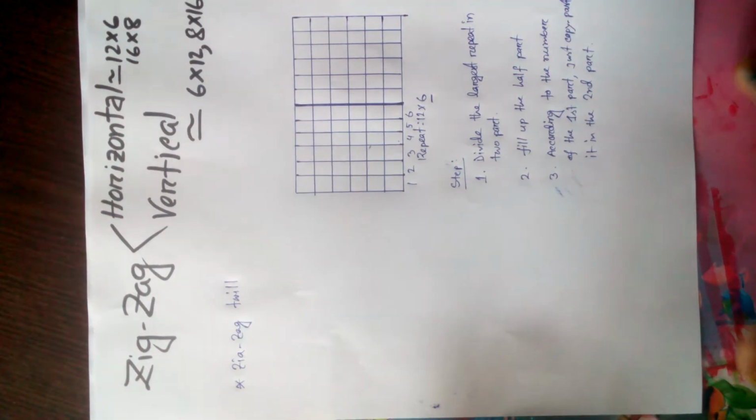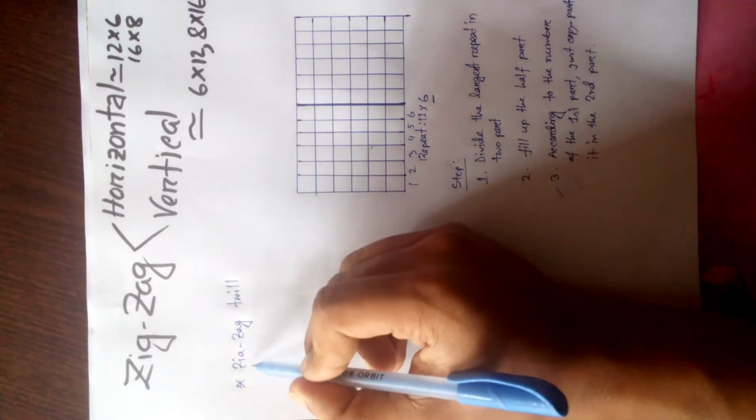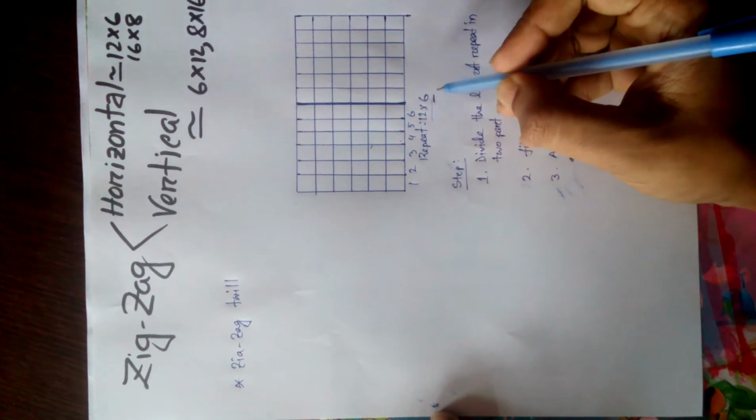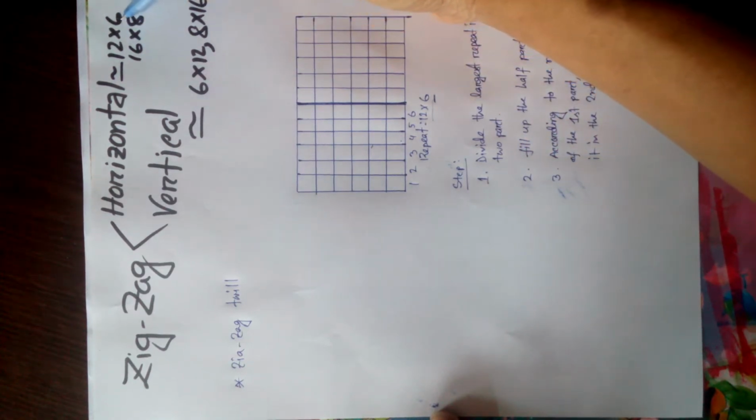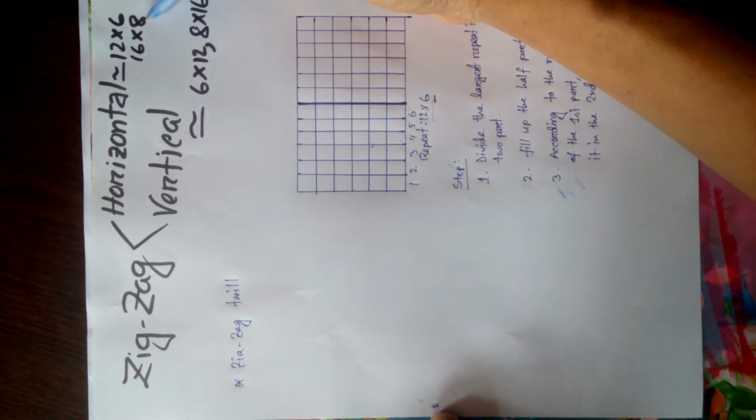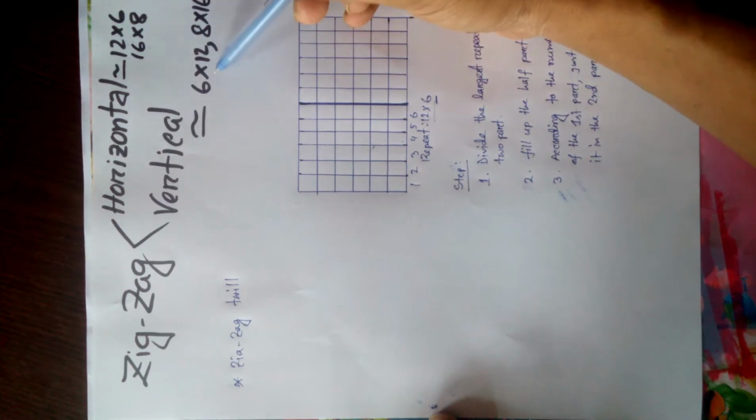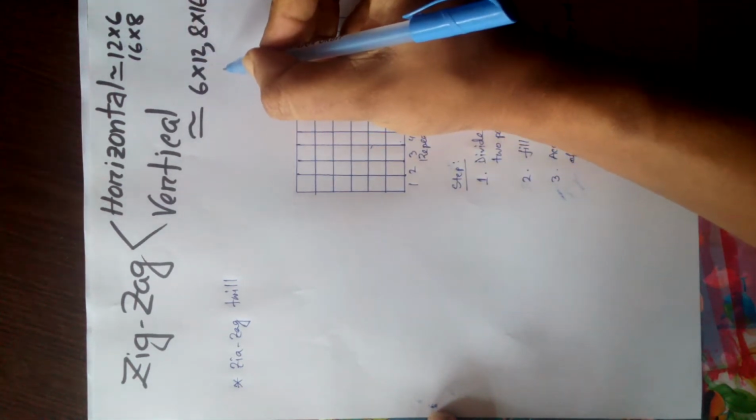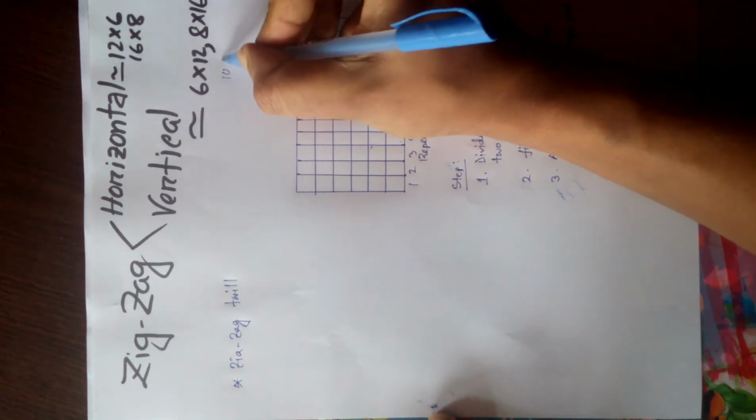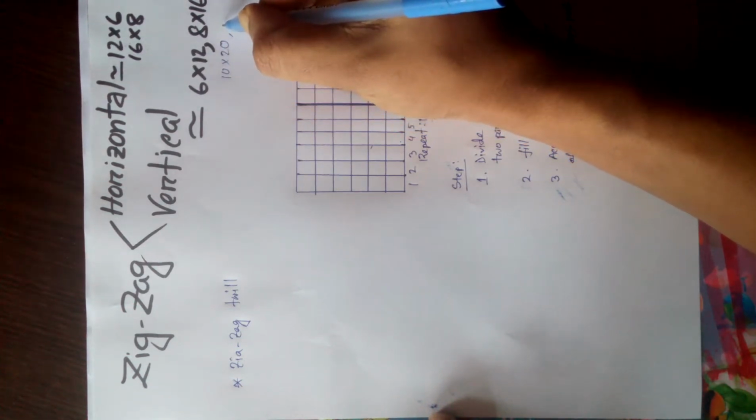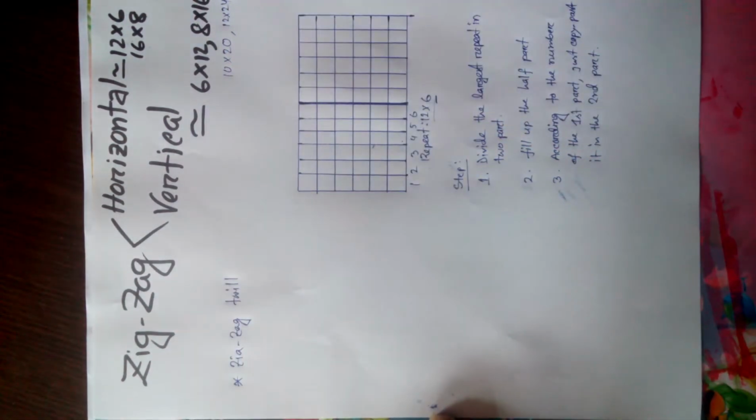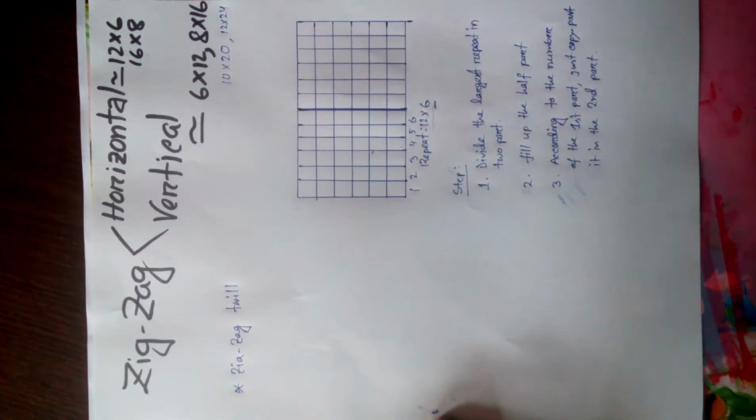Okay, let's learn the zigzag twill. In case of zigzag twill, the repeat size should be even. Whatever the repeat size, if it is 12 into 6 or 16 into 8, in case of vertical it could be 6 into 12 or 8 into 16 or even more. Suppose it could be 10 into 20, it could be 12 into 24. Always the repeat size should be an even number.